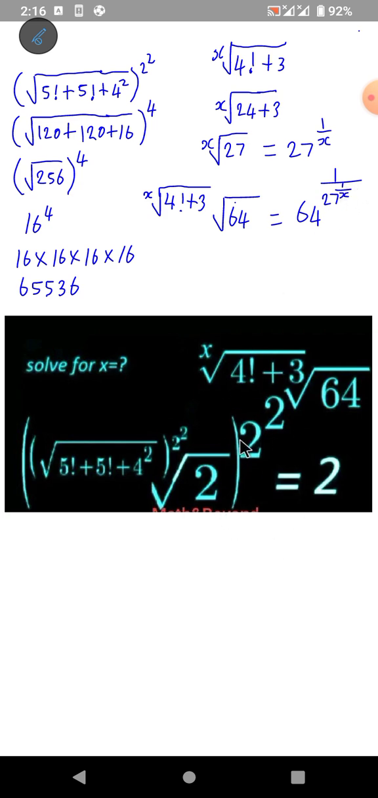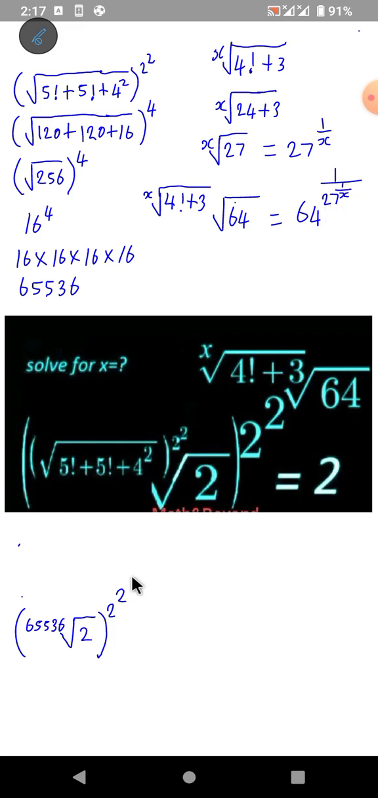So now we'll continue in our main equation. So I'm going to open this big bracket first. So I'll say open a bracket. Now this expression here, we have calculated it to be 65536. So we'll say 65536 over 2 here. Close our bracket. Then all raised to the power of this 2 here, raised to the power 2 again, then raised to the power of this expression here, and this expression has already been calculated as 64 raised to the power of 1 over 27 raised to the power 1 over x.